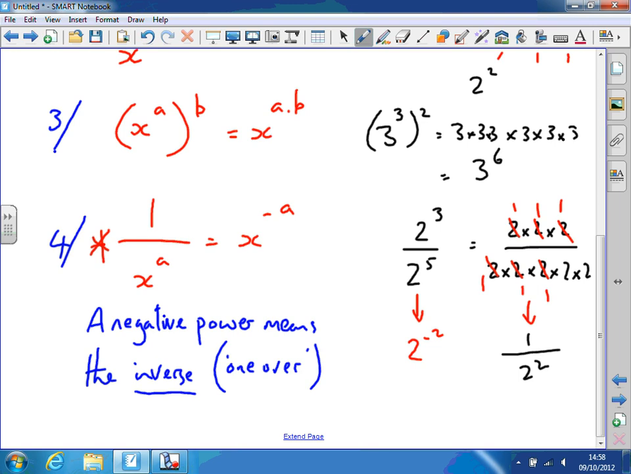In other words, the negative power here means 1 over. The negative power means 1 over. The negative power means the inverse. And that seems to be one that is always tripping people up. So I'm emphasizing it now for the future.